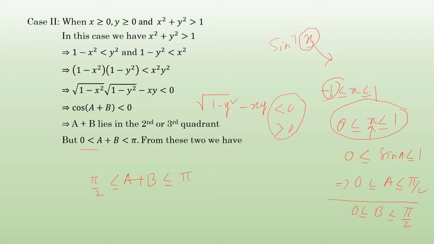But here you see, here a plus b where? A plus b is inside 0 up to pi. So now what is the common part of these two? The common part of these two is simply pi by 2 less than or equal to a plus b less than or equal to pi. This is our common part. Okay, so I am writing that one.